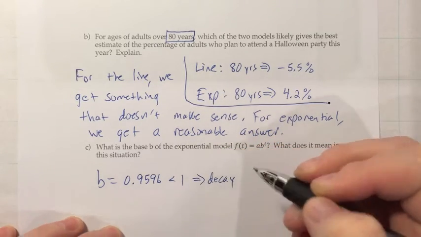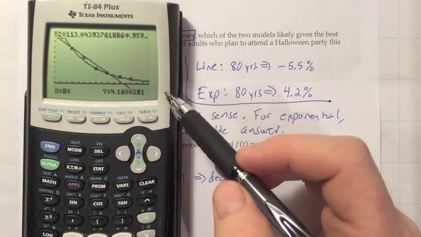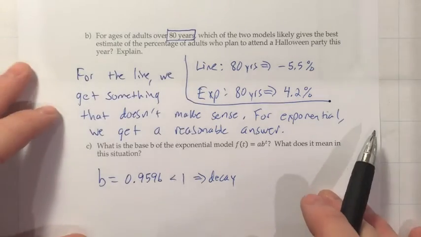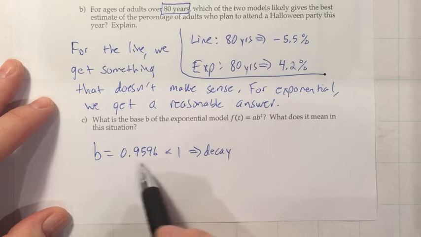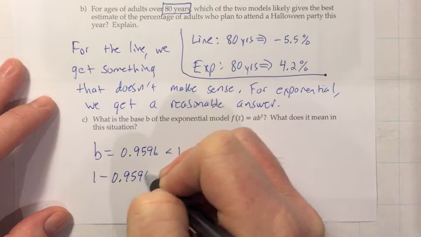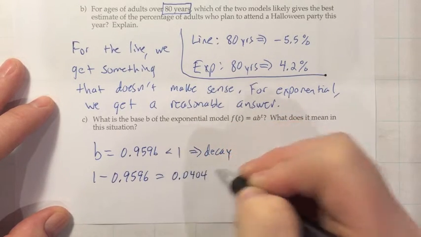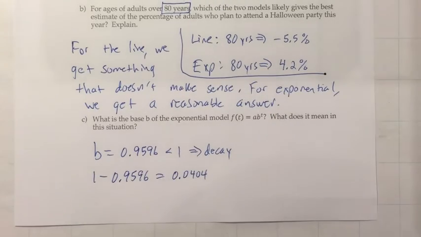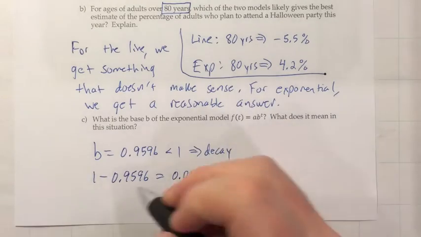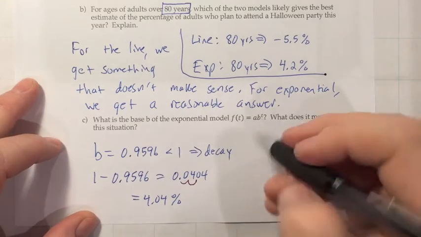And that makes sense based on the graph too, right? We have a decrease in percentage of people going to the Halloween party as the age group gets higher. But then if you want to be more specific, you want to know how far below 1 is that. So you look at 1 minus the base, and you can do this on your calculator. It should come out to be 0.0404. And then think of that as a percentage. So move that decimal over a couple spots. And then you could say that's 4.04%. And what you're seeing there is the decay rate.